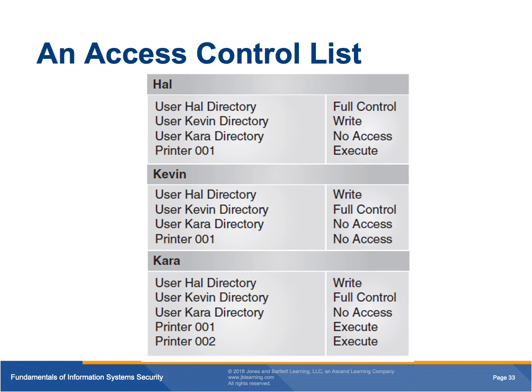So this is an example of an access control list, just like a simple table basically. In reality, when you're actually doing it in the system, it doesn't exactly look like this. But this gives you an idea of overall what this would look like.